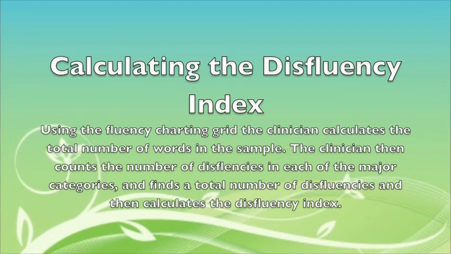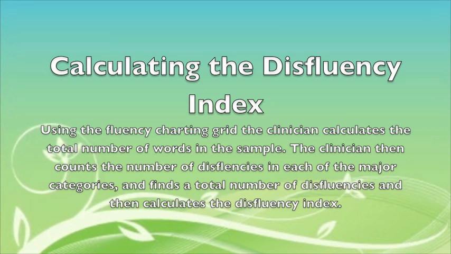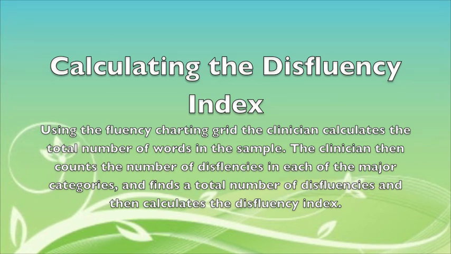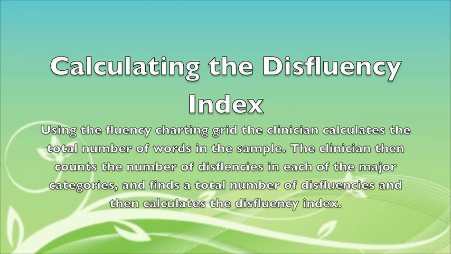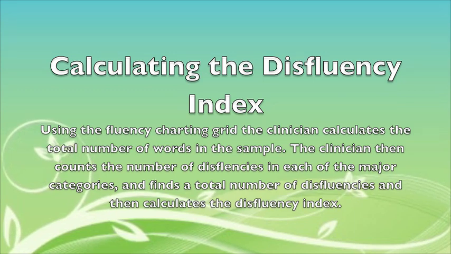Calculating the disfluency index. Using the Fluency Charting Grid, the clinician calculates the total number of words in the sample. The clinician then counts the number of disfluencies in each of the major categories and finds the total number of disfluencies, and then calculates the disfluency index.